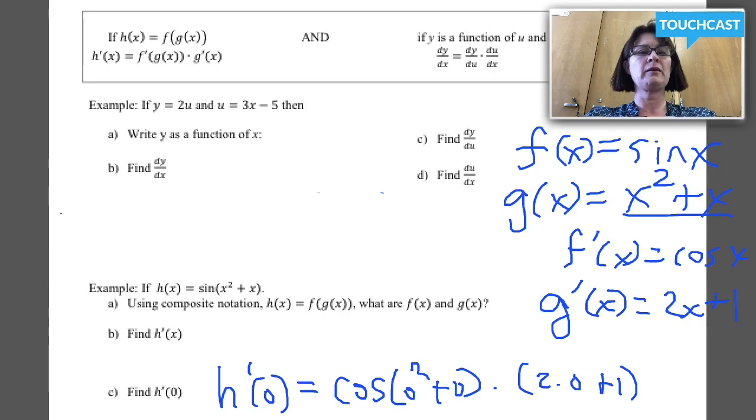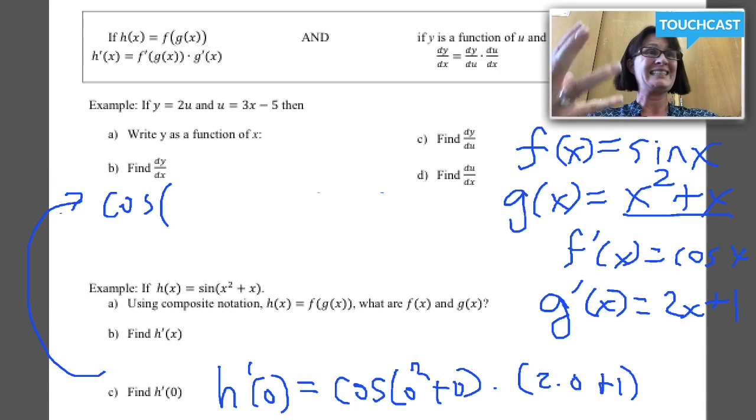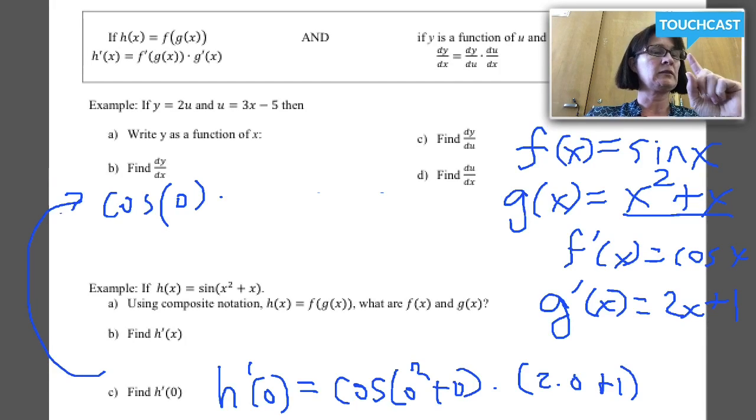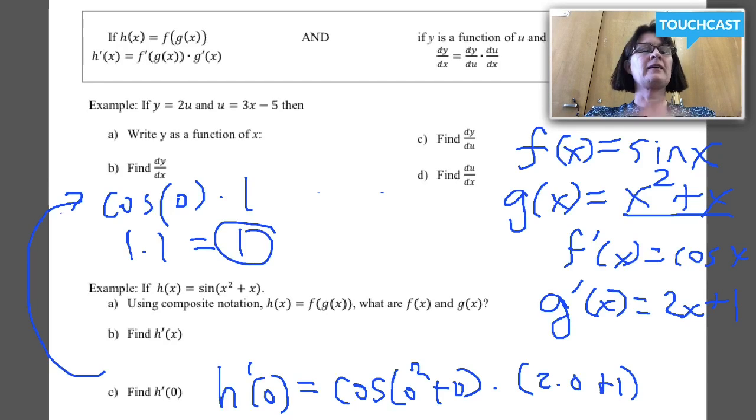Well, let me come back up here. That's the cosine of, well, 0 squared plus 0 is 0, times 2 times 0 is 0 plus 1 is 1. What is the cosine of 0? It's 1, times 1 equals 1. Final answer, h prime of 0 equals 1.